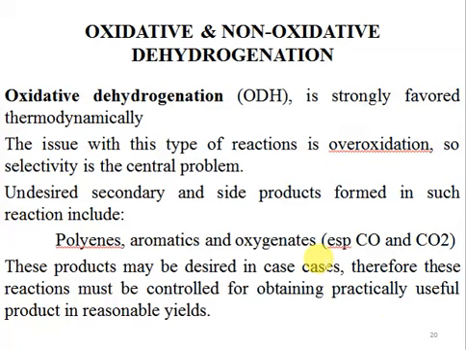The normal undesired secondary side products obtained in such reactions include the polyenes, meaning you get more than one double bond inside the molecule. You may get the aromatics, meaning the system gets aromatized, and you may get the oxygenates, meaning you may get extra oxygen or two oxygens into the system as well. So these products are not desired for a dehydrogenation reaction, but they are desired in some other cases, right? These products, polyenes, aromatics, and oxygenates, are useful products for other purposes. So it's important that we control these oxidative dehydrogenation reactions to obtain the practically useful products in reasonable yields.